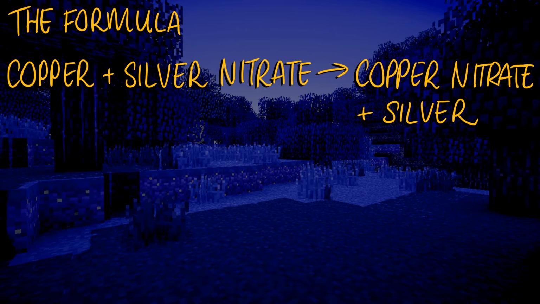So here we have the formula. We've got copper plus silver nitrate. So here's the compound, there's copper by itself. Because copper is more reactive than silver, it's going to kick silver out, and copper is going to bind to the nitrogen and oxygen instead to create copper nitrate. And then silver is by itself. So all you're doing is replacing one metal with another, and that is called a displacement reaction.